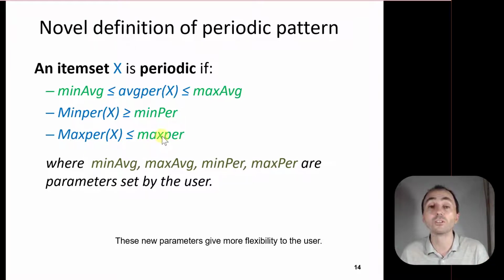This is the traditional definition. So here, this part is new, okay? To give more flexibility. And of course, now we have 4 parameters. We don't need to use all of them, okay? If you don't want to use the maximum periodicity, you can set this parameter to infinity, and so on, okay? So it gives more flexibility, because you don't need to use all the parameters. You can choose which one you want.